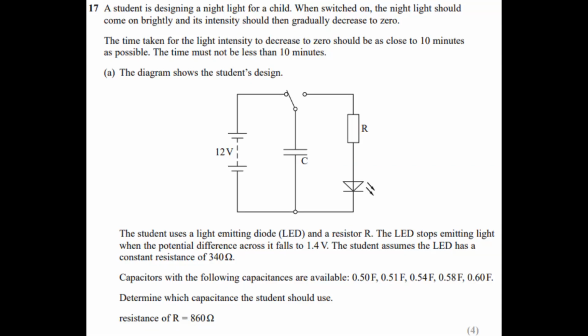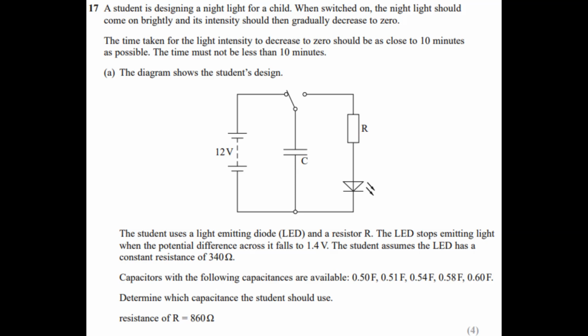Okay, so we got a question right here. A student is designing a night light for a child. When switched on, the night light should come on brightly and its intensity should then gradually decrease to zero. The time taken for the light intensity to decrease to zero should be as close to 10 minutes as possible. The time must not be less than 10 minutes, right? The diagram shows the student's design.